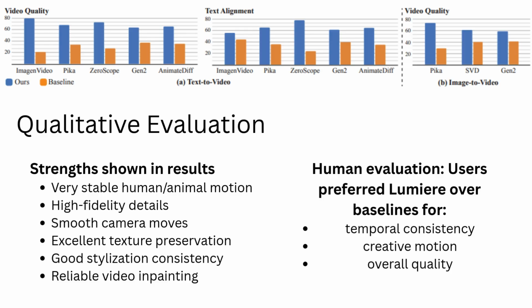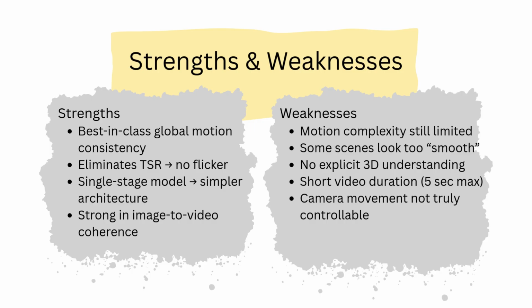So let me talk next about the strengths and weaknesses of Lumiere. The strengths include best-in-class temporal consistency among diffusion models, unified architecture, no multi-stage TSR, stable textures that attach correctly to objects, preserved identity in the image to video task, and versatility. One model handles several video tasks.